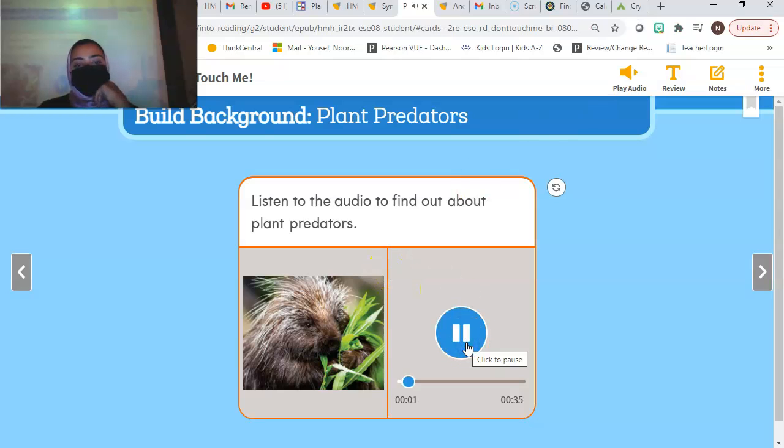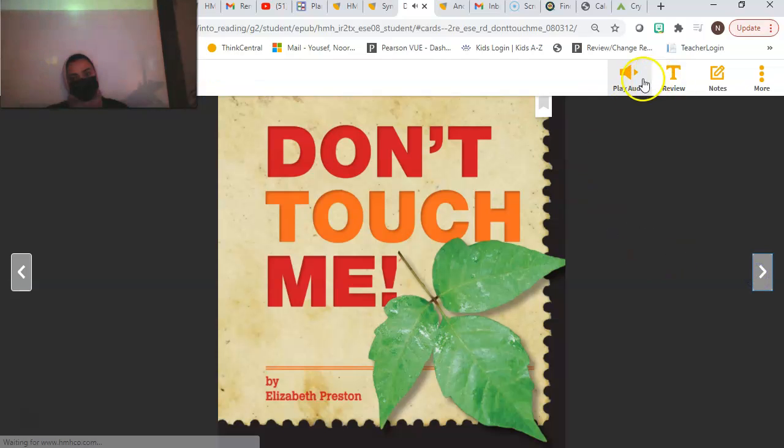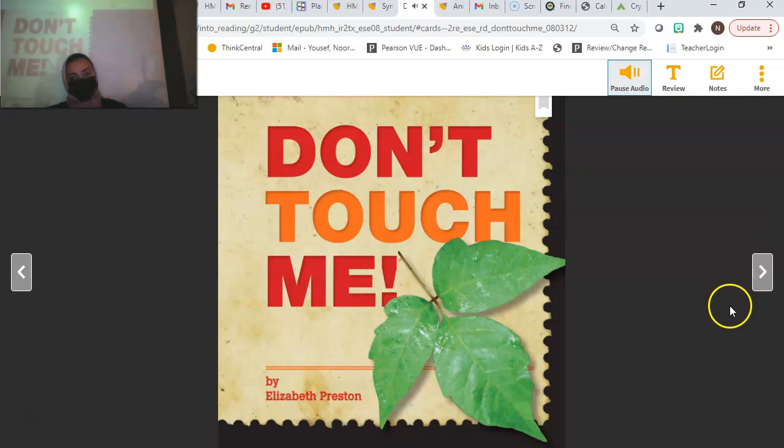Some animals have special ways to protect themselves from hungry predators. But what about plants? Do they have predators? All over the world, many kinds of animals eat plants. Cows and sheep graze on grass. Beetles, caterpillars, and grasshoppers are called leaf chewers because they chomp on leaves. People eat plants too. To protect themselves from these hungry plant eaters, some plants have developed special ways to protect themselves. Interesting. Don't Touch Me by Elizabeth Preston.